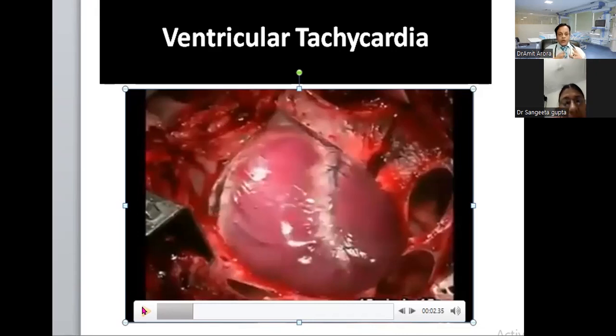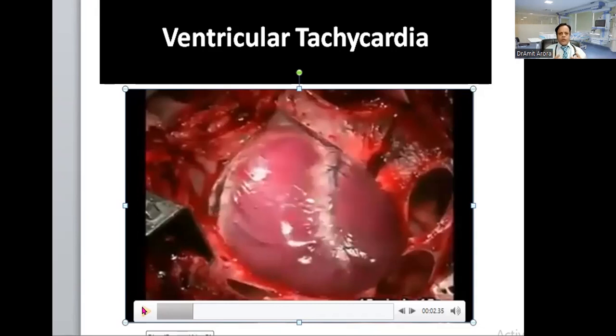anything about what the rate and rhythm should be, it starts firing like anything in a very fast manner. So what is happening? The normal impulse will not get traced, and this new focus will fire, and the heart will depolarize at a very fast rate and will contract at so fast a rate that it will not be able to receive the blood from the artery, not able to even contract the blood. So cardiac output will be 0.